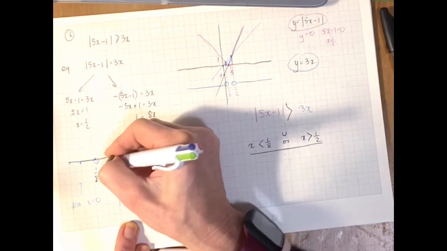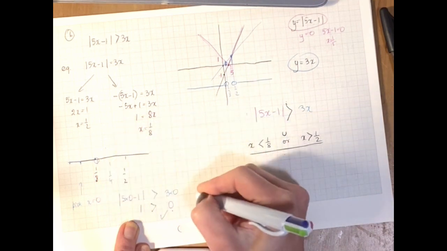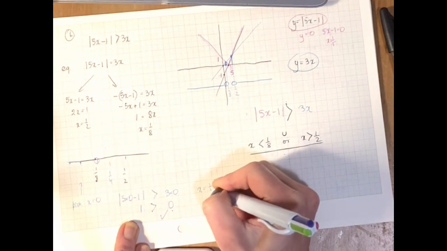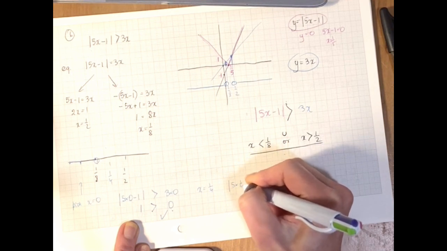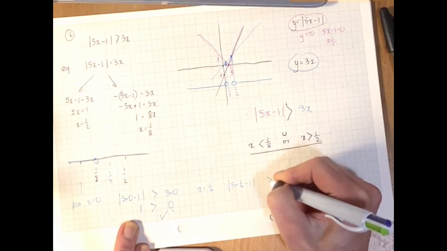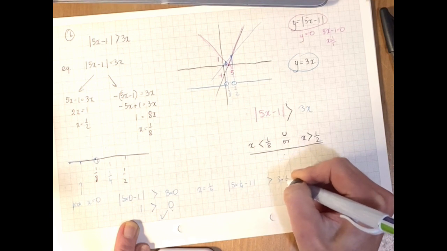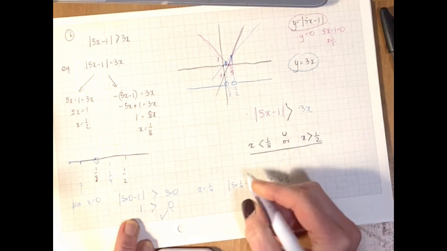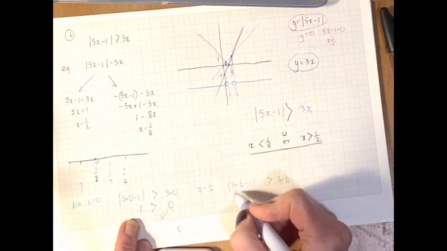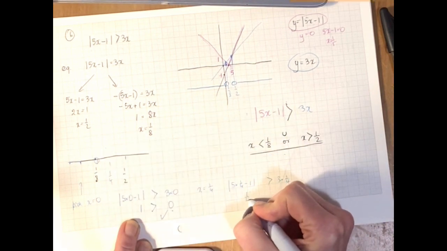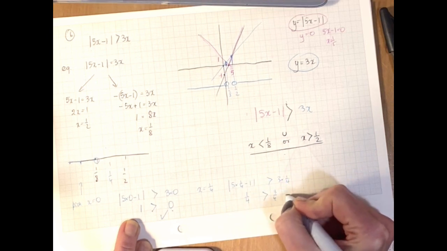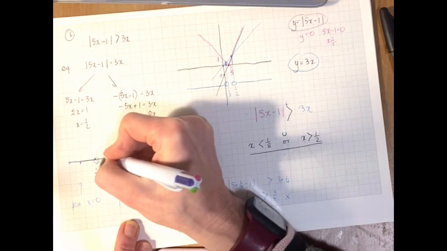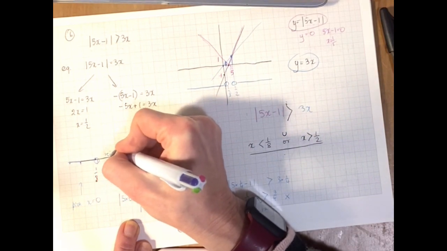Then you can pick a value between 1/8 and 1/2. So pick maybe 1/4. So let's say x is equal to 1/4. Let's put 1/4 into the left-hand side, and the right-hand side. I don't think it will be working because you normally have a gap, but let's check. 5/4 minus 1 is 1/4. Is it greater than 3/4? No. So we don't want this part here, reject that part.